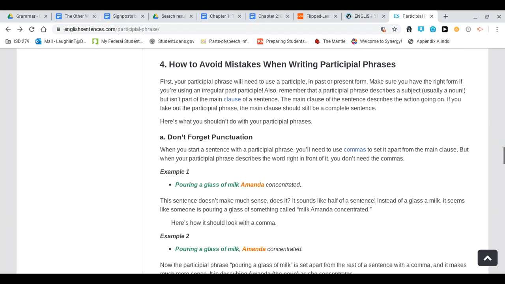Now, here's the part where we can kind of check our work. So if you're comfortable with participial phrases, there's ways to make sure that we're using them correctly. Again, it comes back to the comma use. If you start a sentence with a participial phrase, you have to use a comma because you have to set it apart from the main clause because it's non-essential.